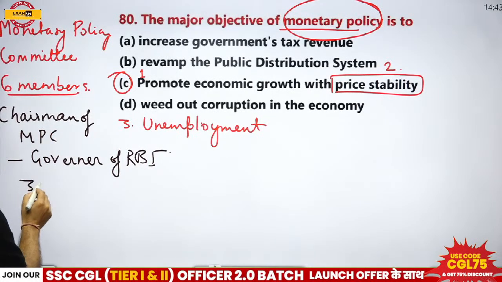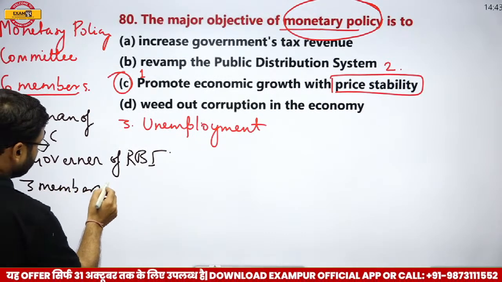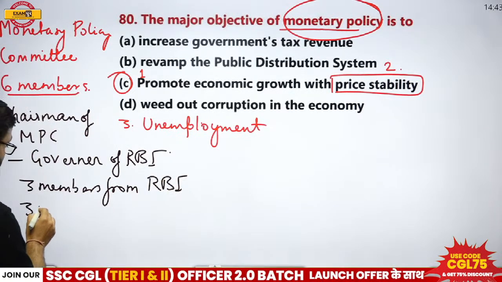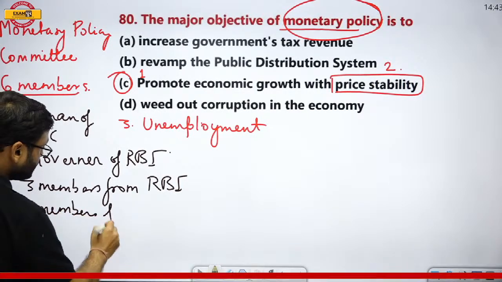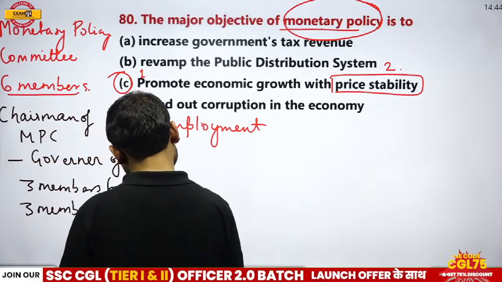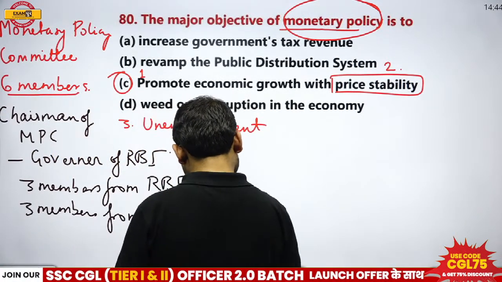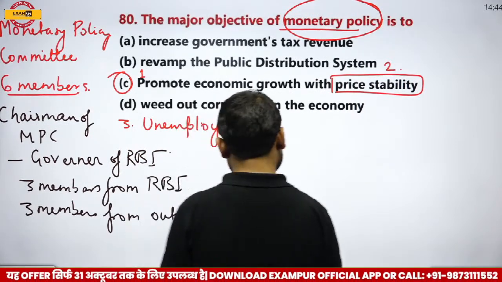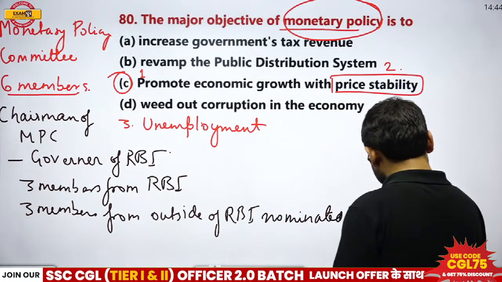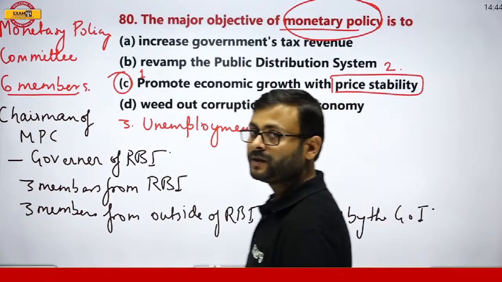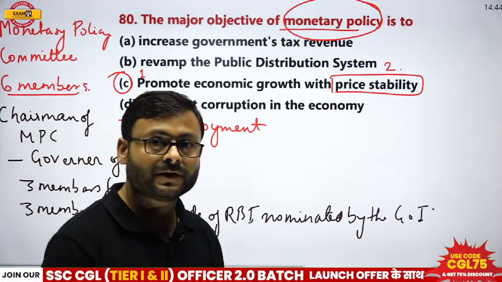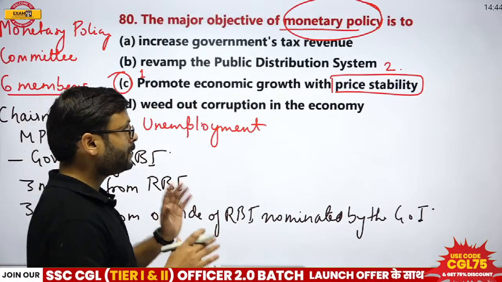Understood? Three members from RBI, and three members from outside of RBI, nominated by the Government of India. So the MPC is the highest authority in India that decides the policy rates of the Reserve Bank of India, and this all comes within the ambit of the monetary policy.